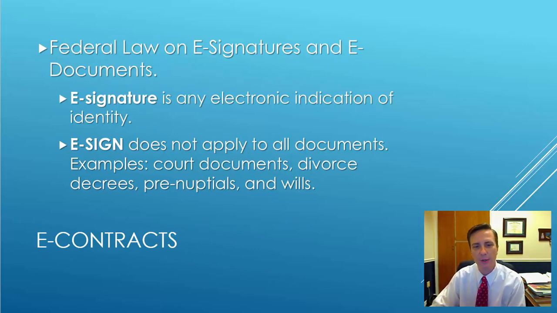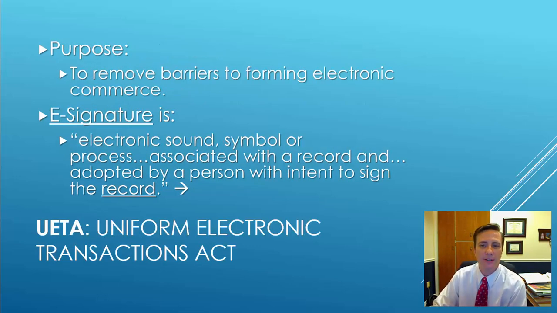Now, that was good, but it didn't go quite far enough. And so what has come along since then is called the Uniform Electronic Transactions Act. And the UETA has a little bit of overlap with eSign, and so we're going to see how that works. But it goes much, much further. And the UETA was designed to remove barriers to forming electronic contracts and engaging in commerce, engaging in business online.